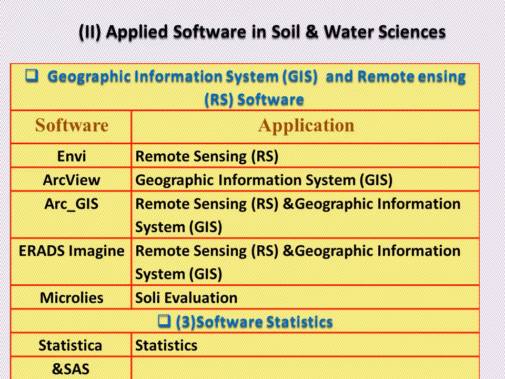The second group is software relating to geographic information system, GIS, and remote sensing, such as ENVI for remote sensing, ArcView and ArcGIS for remote sensing and GIS, IRDAS for remote sensing and GIS, MicroLEIS for soil evaluation, and software for statistics application, statistics and SAS.